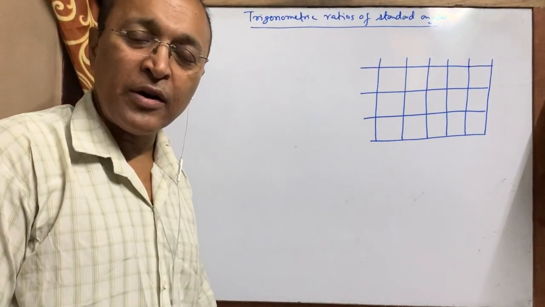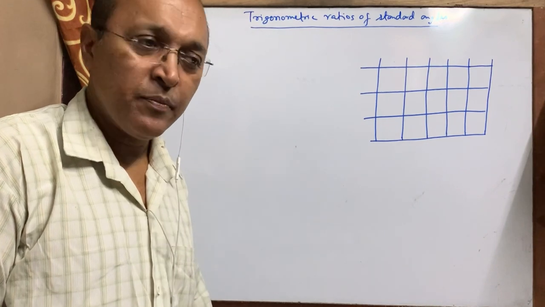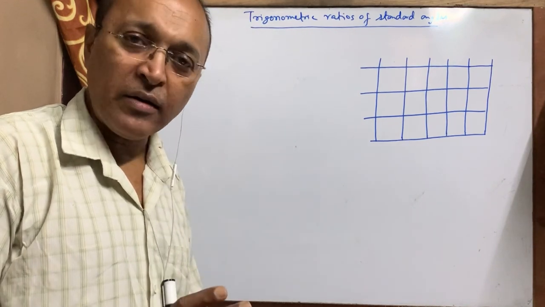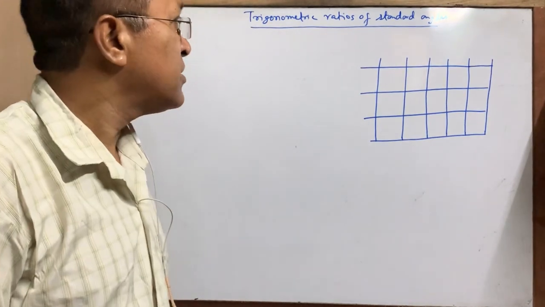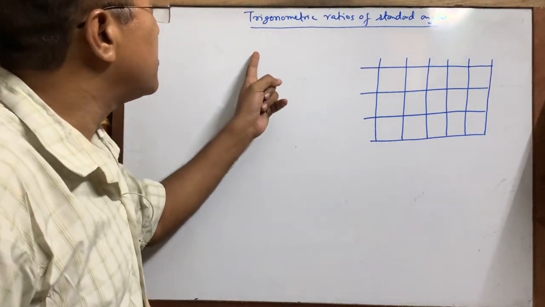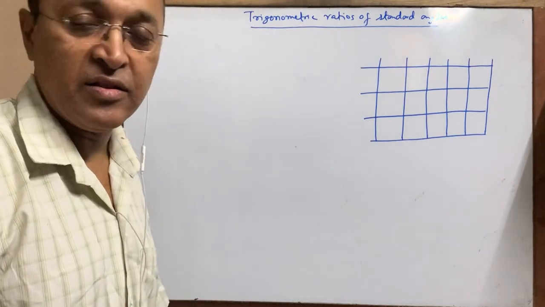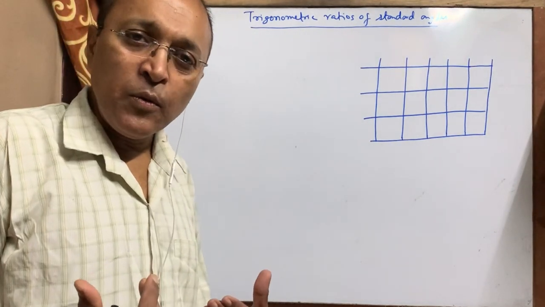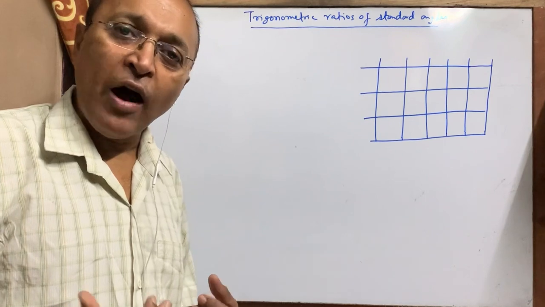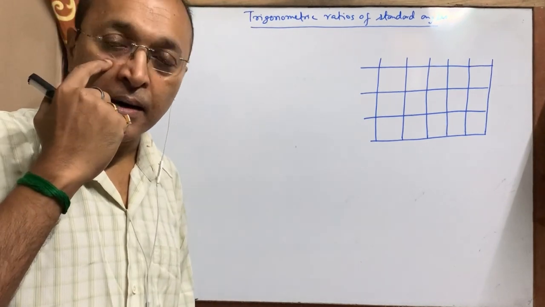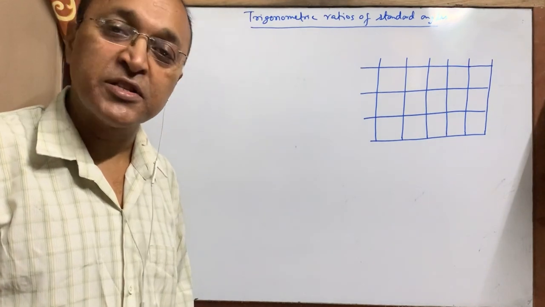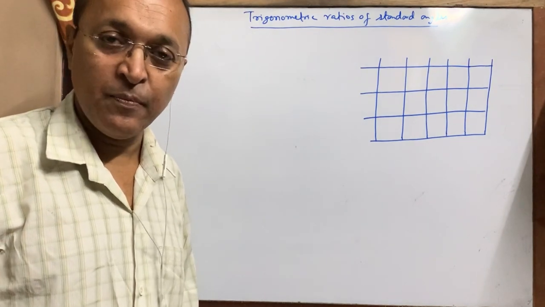Today we are going to start another new chapter. New chapter means a new part that belongs to trigonometric identities, obviously, but this part is trigonometric ratios of standard angles. It means you need to know the values of a few angles like 0 degree, 30 degree, 45 degree, 60 degree, 90 degree. These are the angles.